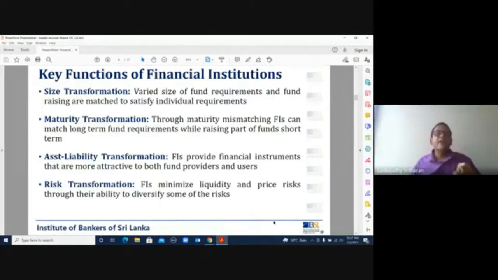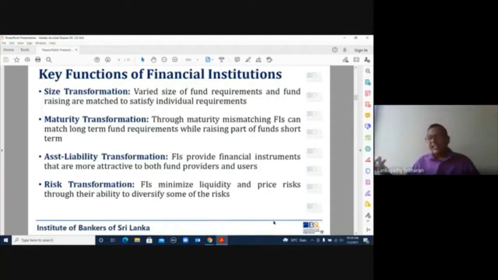And the second one is maturity transformation. Again, if you see an example, the surplus unit person X has surplus money of 2 million rupees, but he needs the money within a 1 year period. In a 1 year period, he needs this money for some other purpose.